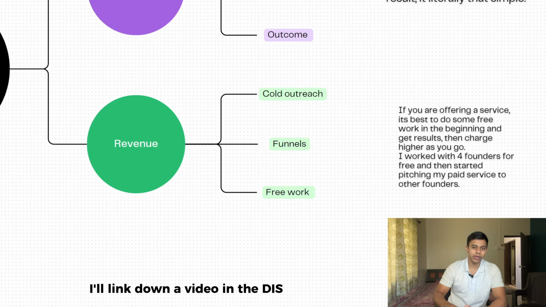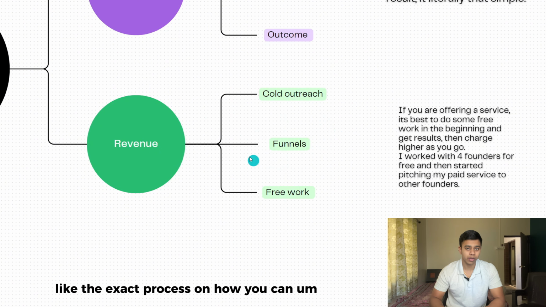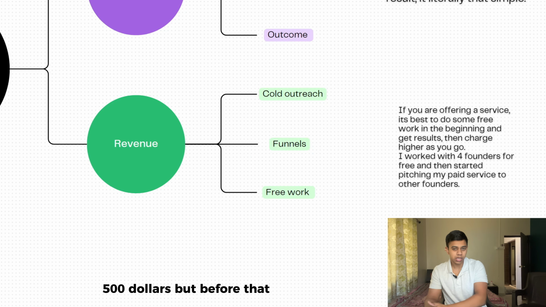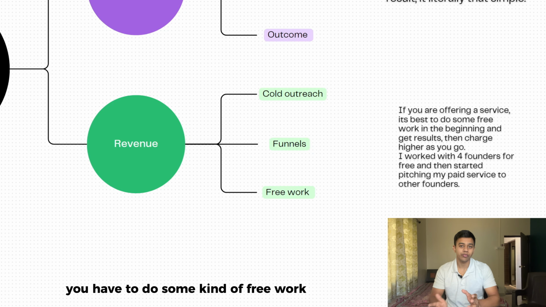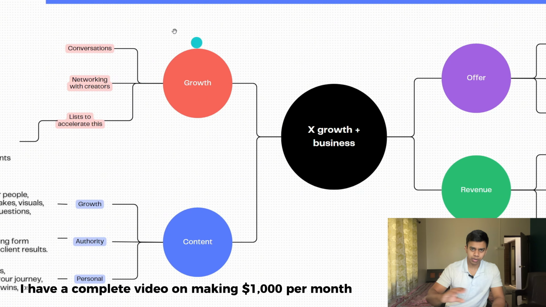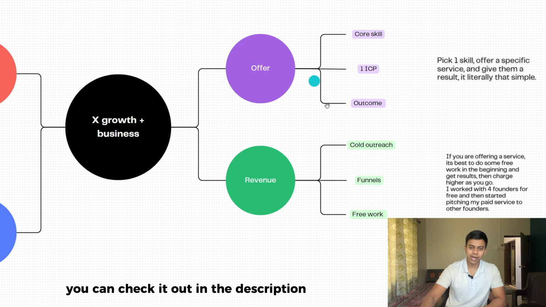I'll link down a video in the description where I have explained the exact process on how you can charge $300 to $500. But before that, you have to do some kind of free work, and the exact framework and process, I have a complete video on making $1,000 per month at the age of 22. You can check it out in the description.